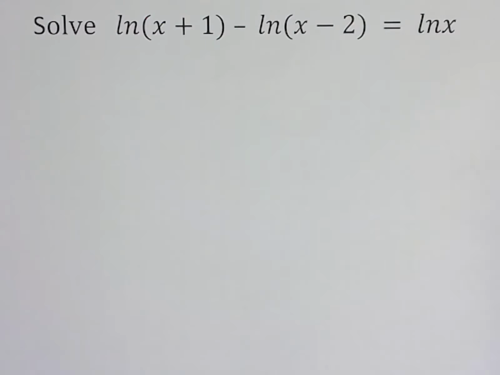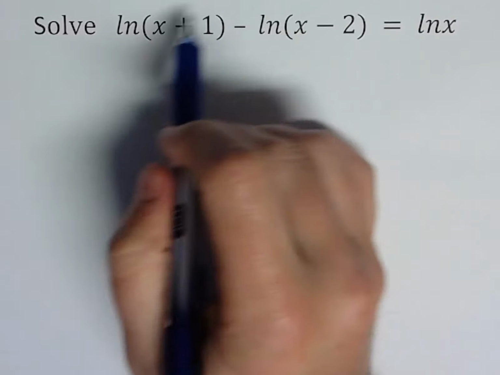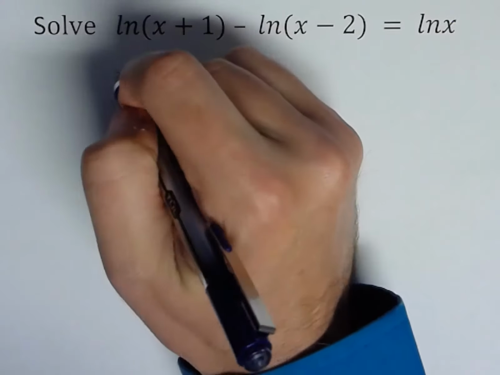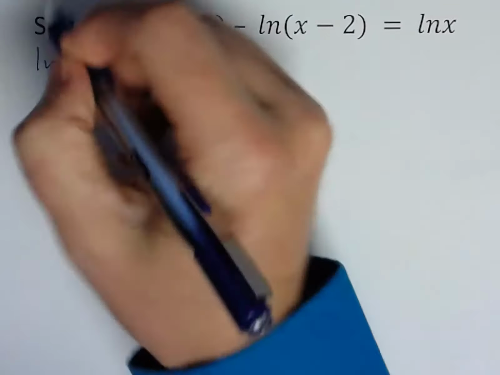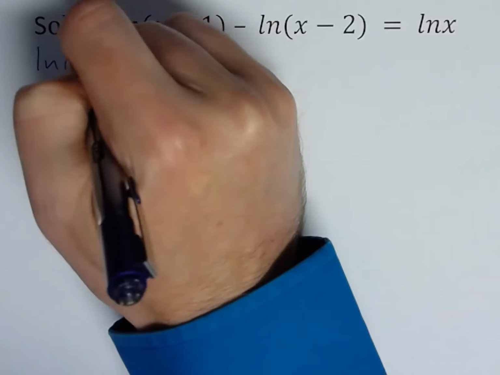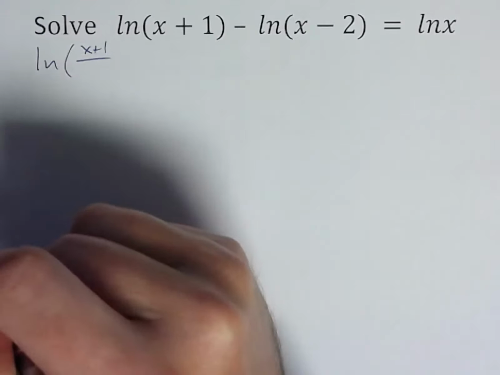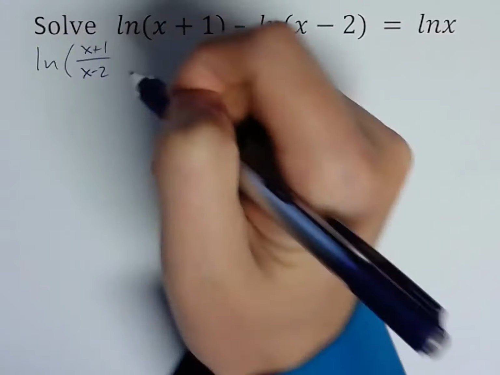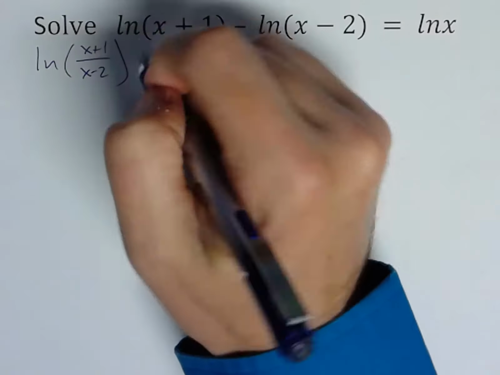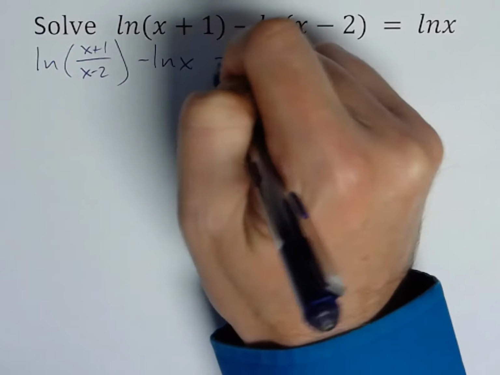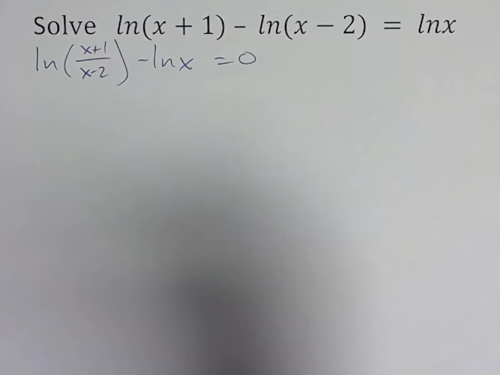So a couple different ways you could tackle this. I'm going to show you both. So combine these into a single log. And so we would have ln of x plus 1 over x minus 2. In fact, I'm going to do this, and subtract that over. Minus ln x would equal 0, so we get all our logs on the same side.